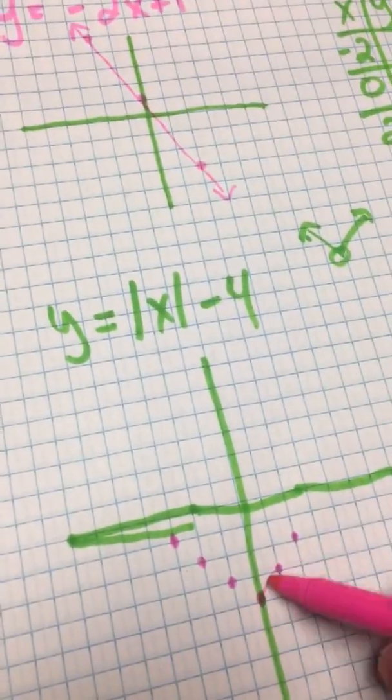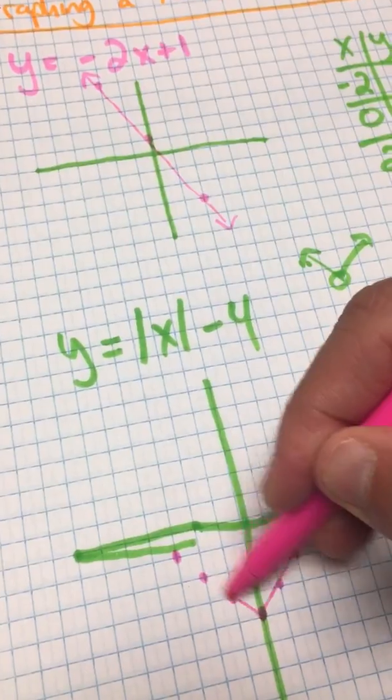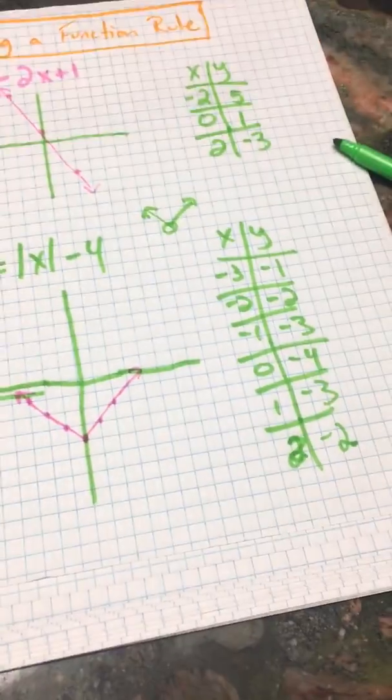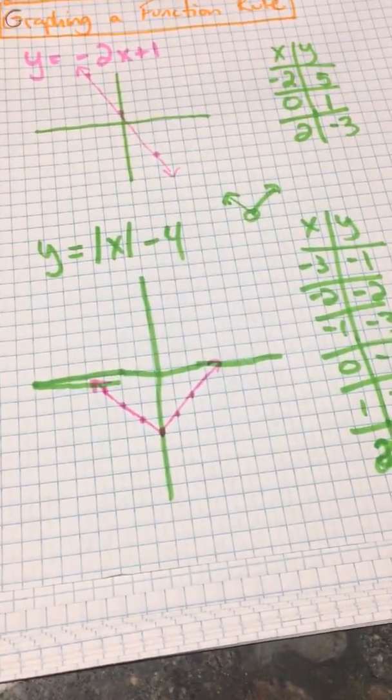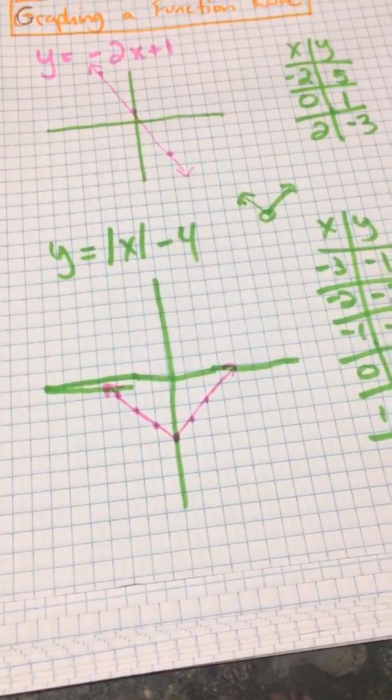And that's what's going to happen each time you do an absolute value function. It's going to look like a V. So we just plugged enough points in, okay? Plot those points, and bam, that's what we have.